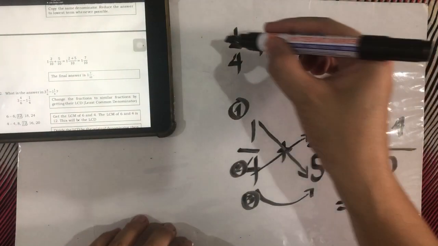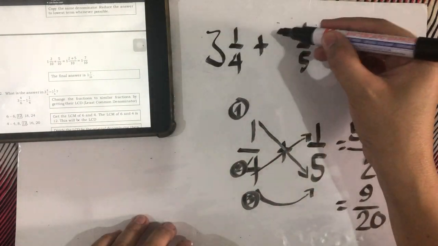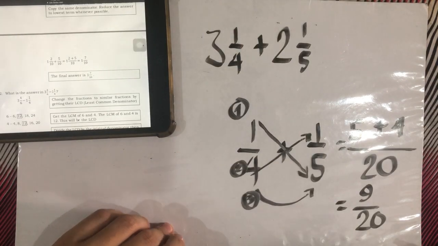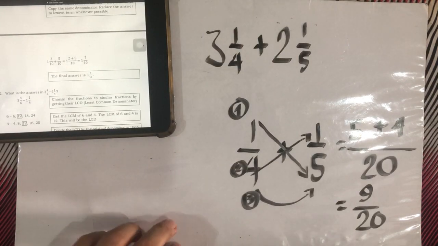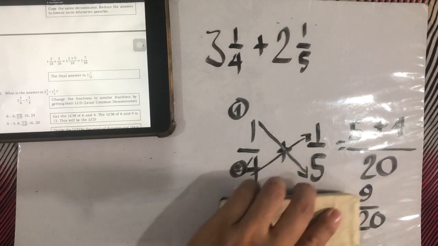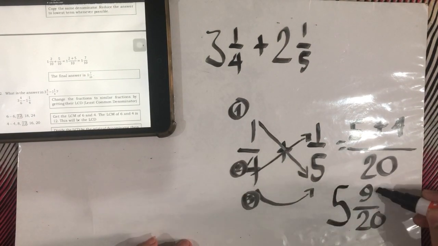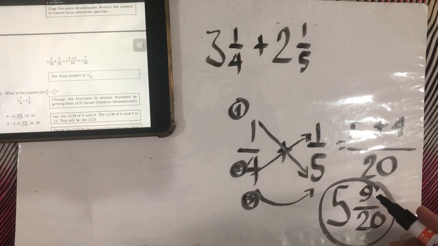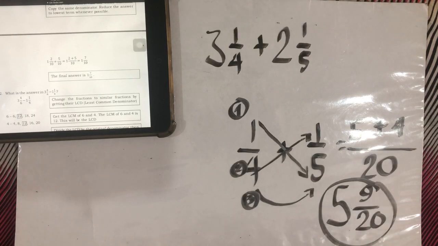Don't forget that we have here 3, and then we have here 2. So, ang gagawin mo lang dyan ay add mo siya. 3 plus 2, you have 5. So, your final answer is 5 and 9 over 20.